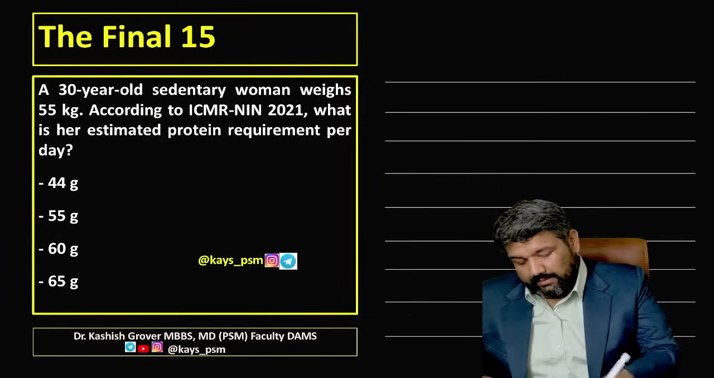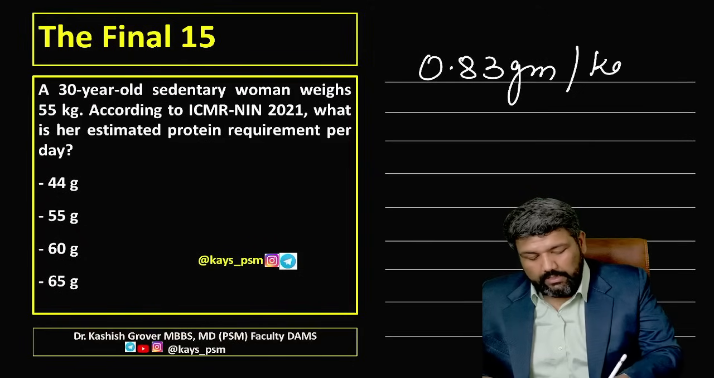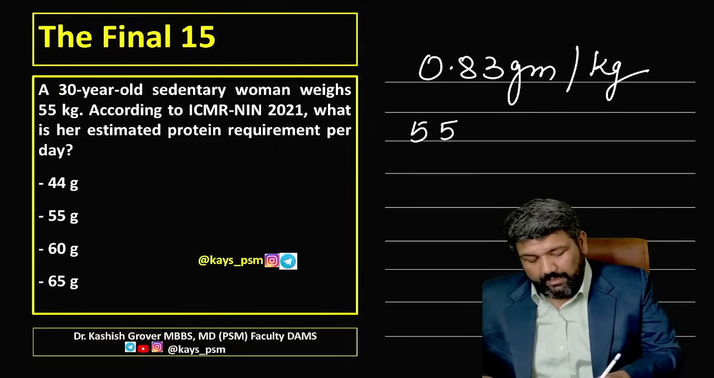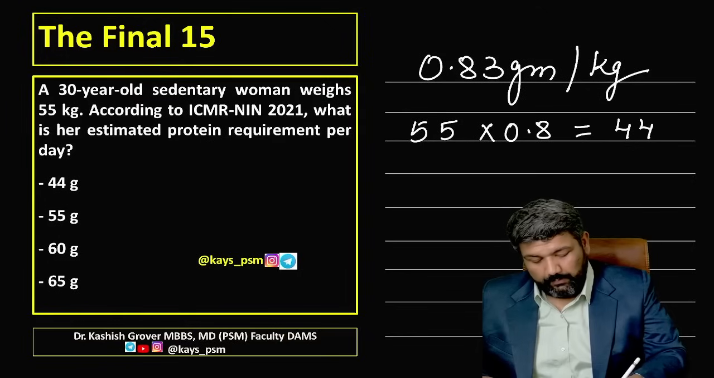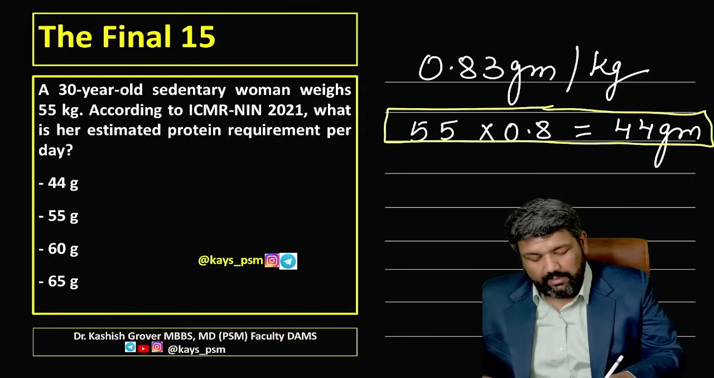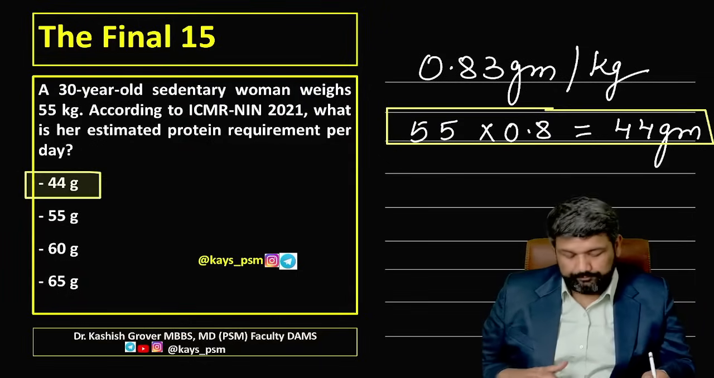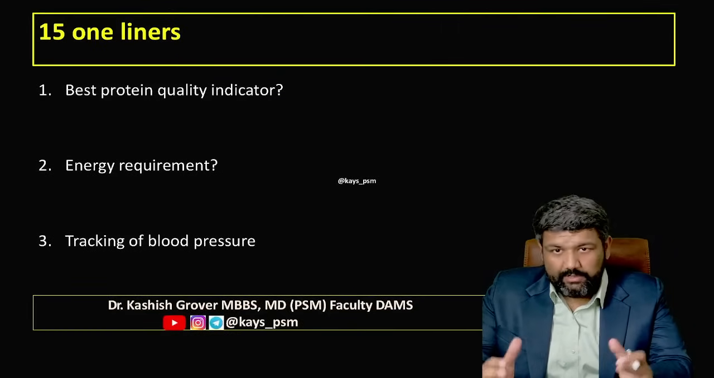30-year-old women, guys, the requirement for protein is 0.83 gram per kg. This woman is 55 kg, multiplied by 0.8, you will get the answer 44 gram of protein. That is why the correct answer here is 44 gram of protein. Now, these were the 15 questions in today's quiz.